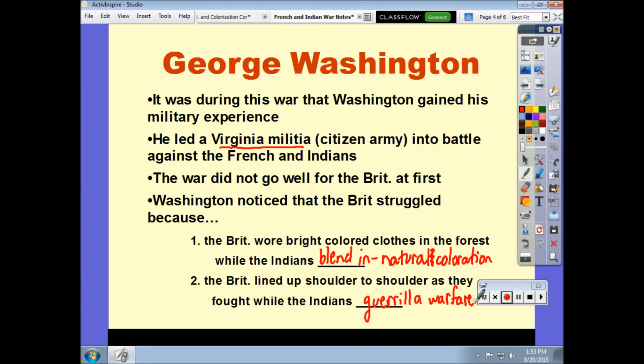There are other battles that take place further north, up along the Canadian border and into Canada, where the British are fighting the French directly, but most of the battles within the colonies take place against the Indians.